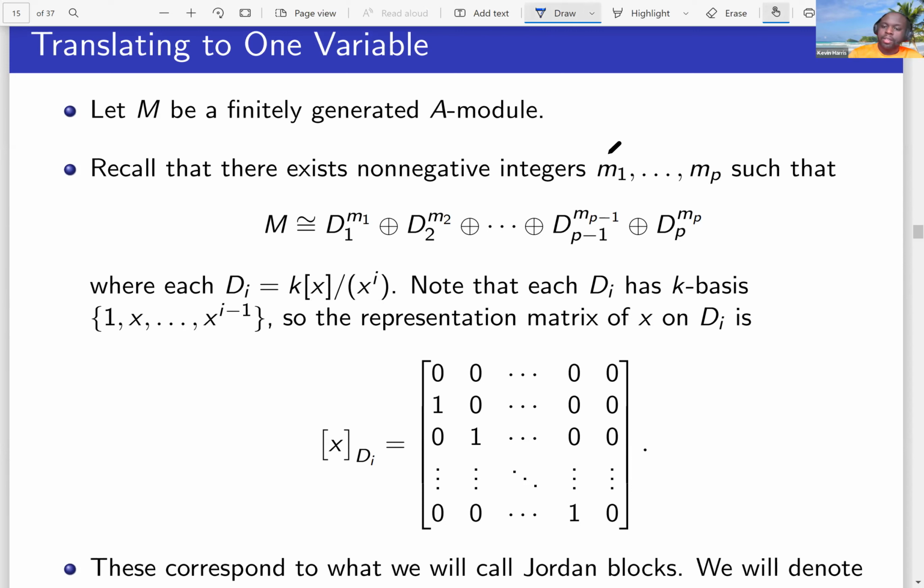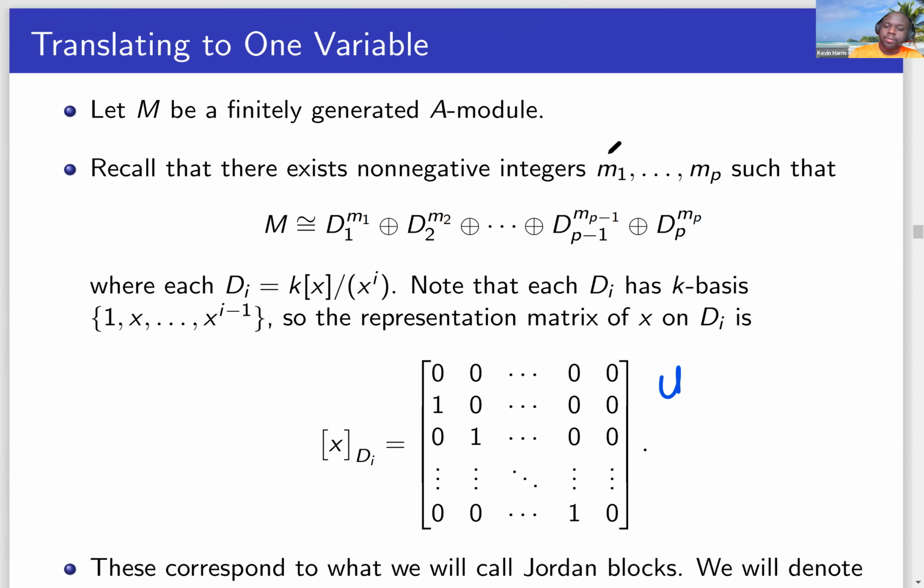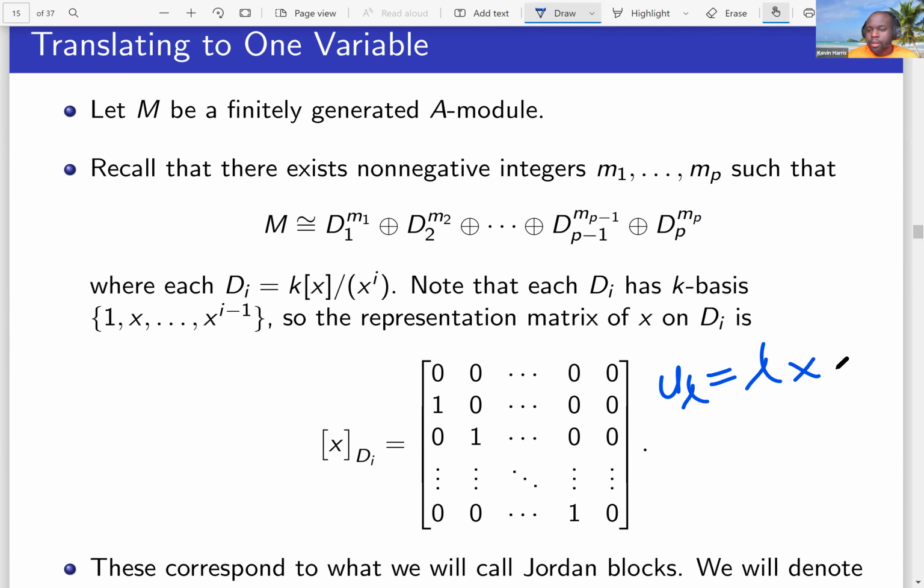all we have is basically just lambda x. So it's not really that big a deal once we just get to one variable. But what we want to do is look at what these representation matrices look like for x over these modules.